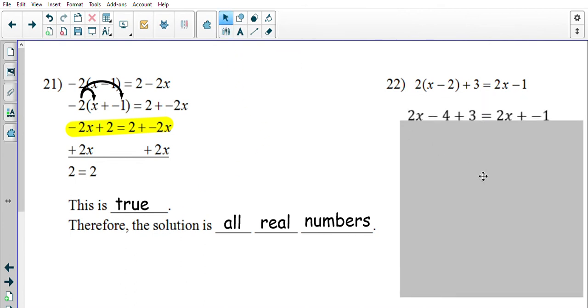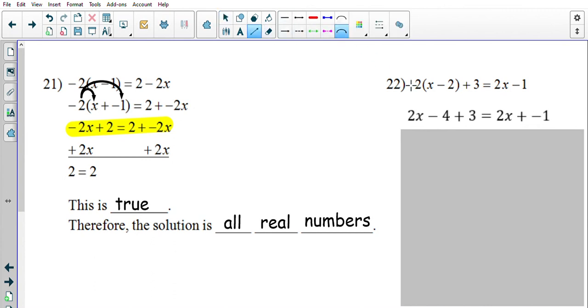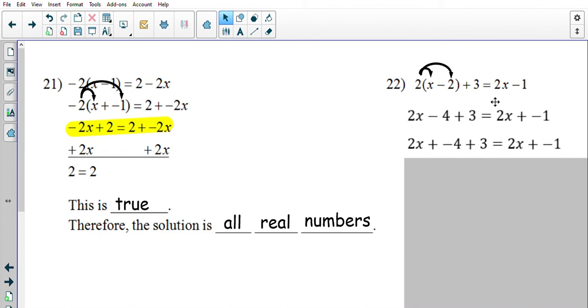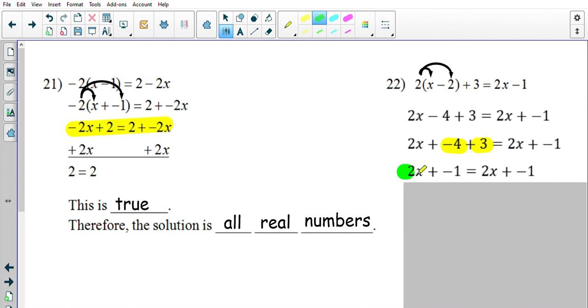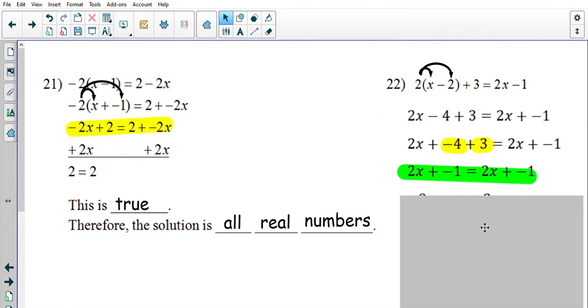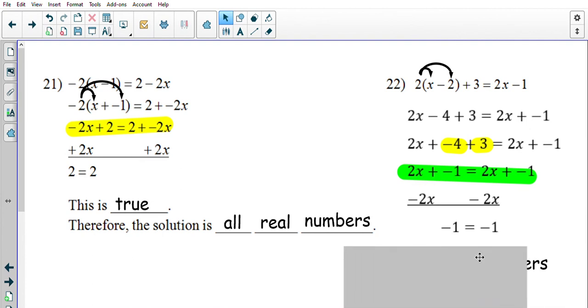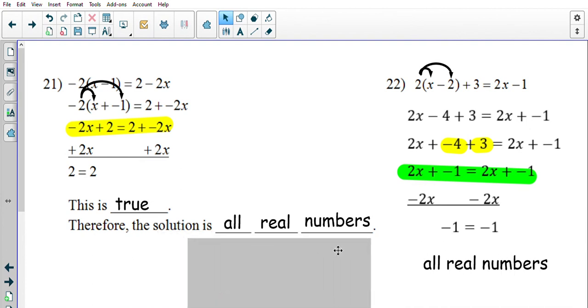So let's take a look at one of these. Question number 22. I'm going to distribute that 2 into the parentheses. So 2 times x is 2x. 2 times 2 is 4. I'm also going to add the opposite on both the right-hand side and the left. And I'm going to combine this negative 4 with this positive 3. So I end up getting 2x plus negative 1 equals 2x plus negative 1. Now, some of you could stop at this point by realizing that the two sides are equivalent. They always have to equal each other. But you can also subtract 2x from both sides to get negative 1 equals negative 1, which means that all numbers, or all real numbers, are solutions to this equation.